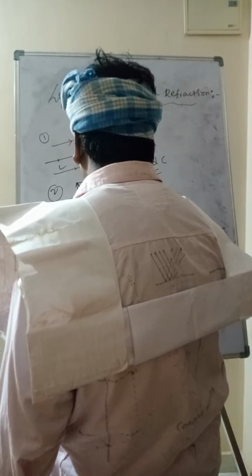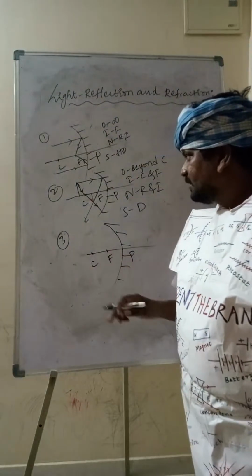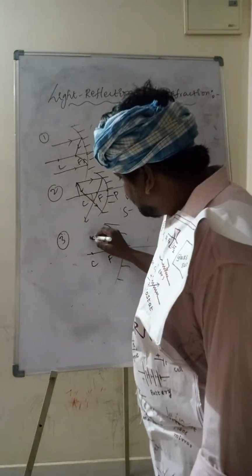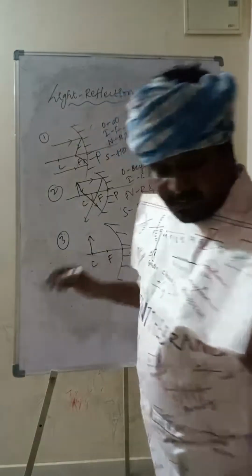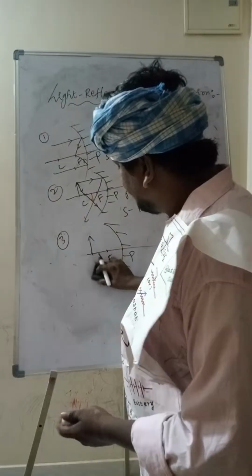So pole, focus, center of curvature. Object is placed at C. Image also will form at C itself. So image also will form at C.